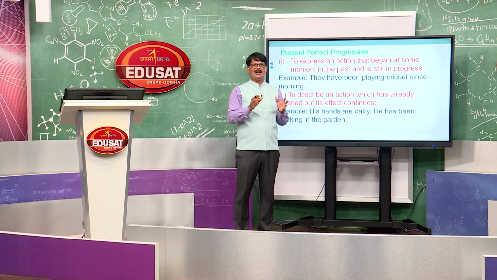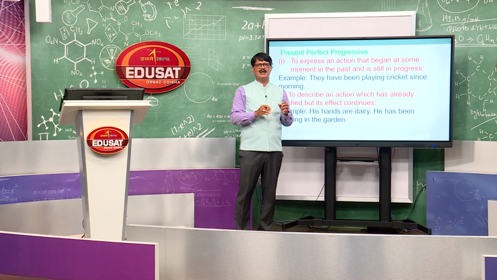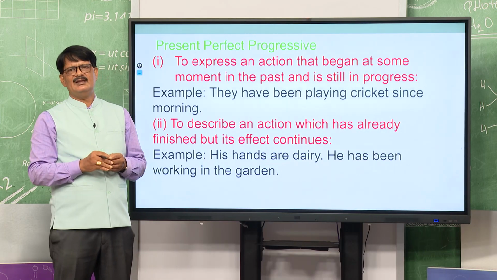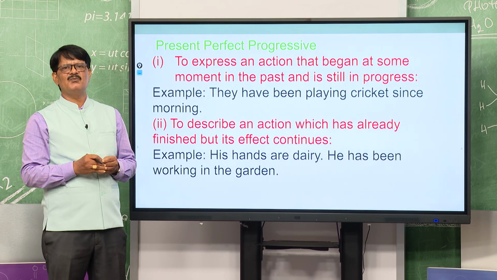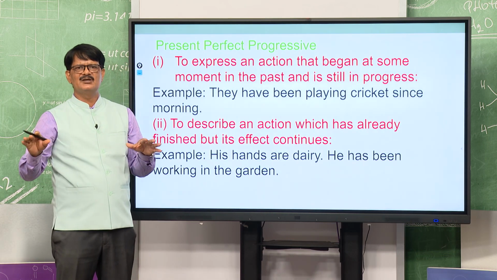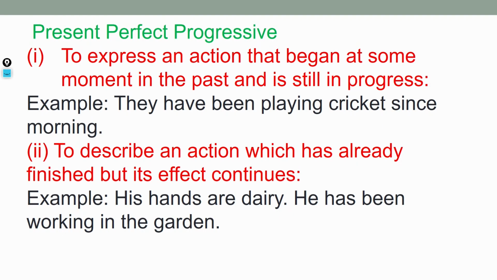To express an action, where will it be used? To express an action that began at some moment in the past and is still in progress. For example, they have been playing cricket since morning. That means the work started in the past and is still continuing. The second use is to discuss an action which has already finished, but its effect is still there. It is an important one.